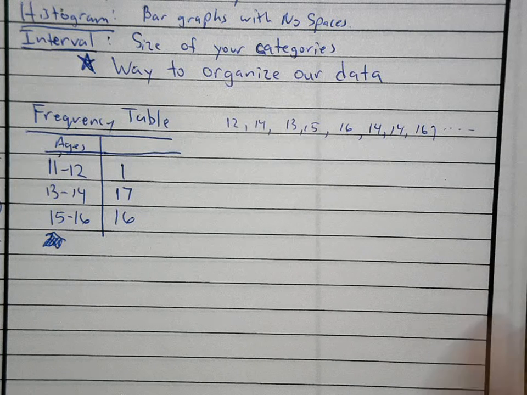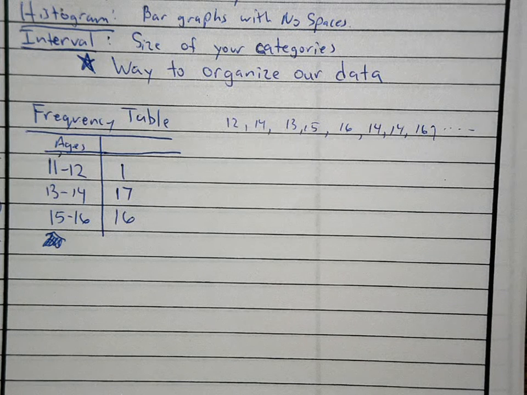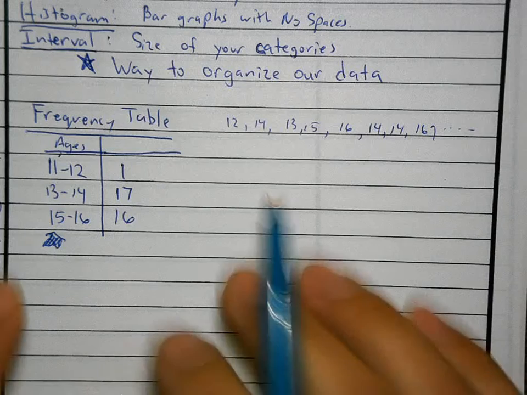As a matter of fact, with something like this, you can tell how many students we have here today. Do you know how many students we have here today just by looking at this frequency table? 34. Exactly. It makes the data easier to understand. That's the first goal of a frequency table. Okay? Now, this is a frequency table.